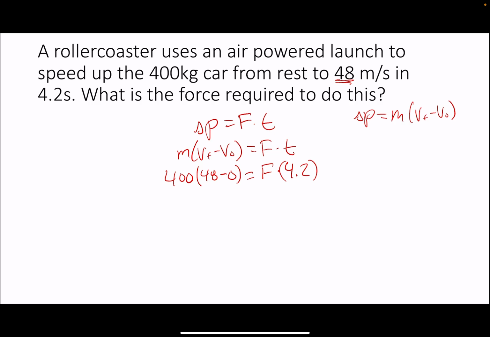And so 400 times 48 is 19200. And then if we divide by 4.2, we get that F is equal to 4571 newtons.